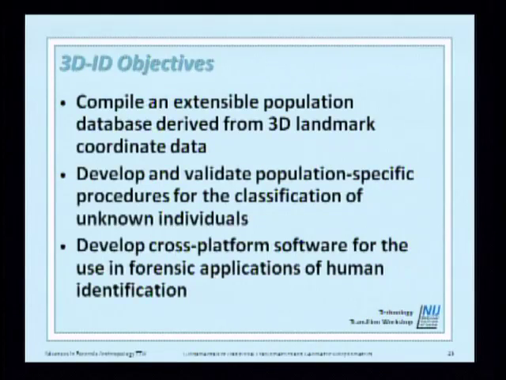We wanted to compile an extensible population database derived from 3D data. Kate has been gracious enough to donate the Guatemalan samples, and various other researchers have donated as well. So right now we have close to, I want to say, 1,300 individuals in that database. And we've also grouped them by Mesoamerican, South American.